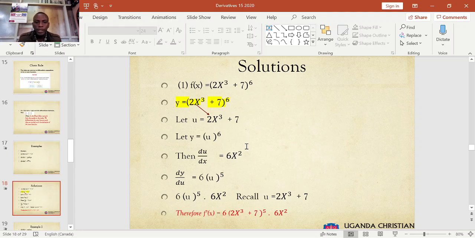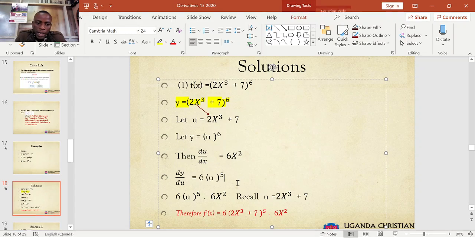The first step is identifying the inner function and then the outer function, which we've done. Yeah, we've let u be our inner function, and then we've let y be our outer function. Alright, so let's move on. And we say the formula is you get the derivative of the outer function and the derivative of the inner function.